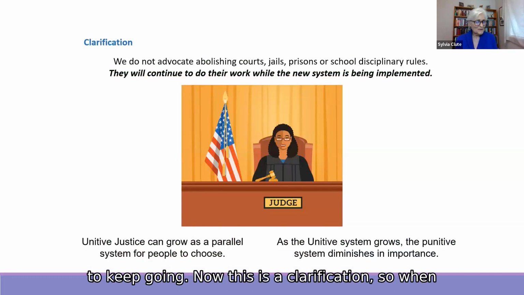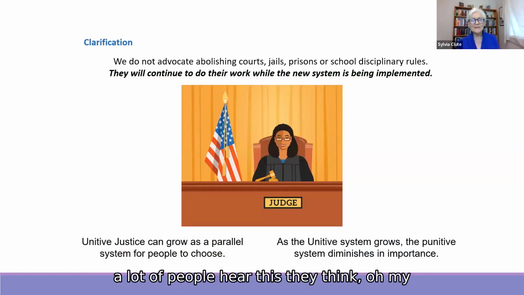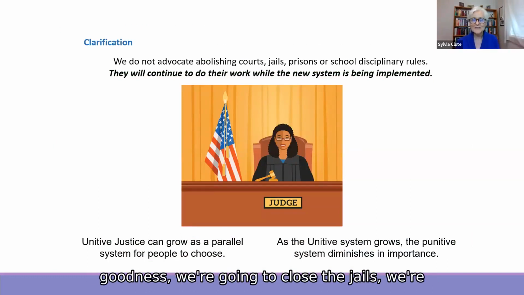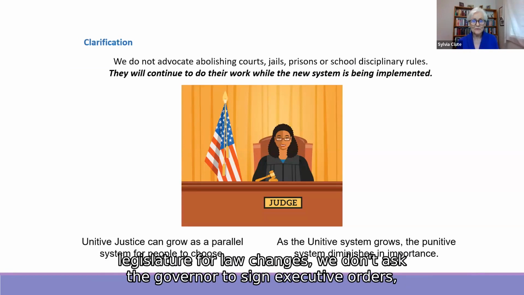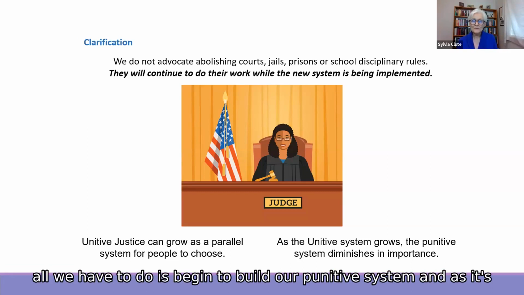Now, this is a clarification. So when a lot of people hear this, they think, oh my goodness, we're going to close the jails, we're going to close the prisons. No, actually, the very opposite is true. So what we're finding is working very well is we don't have to go to the legislature for law changes. We don't have to ask the governor to sign executive orders. All we have to do is begin to build our unitive system.